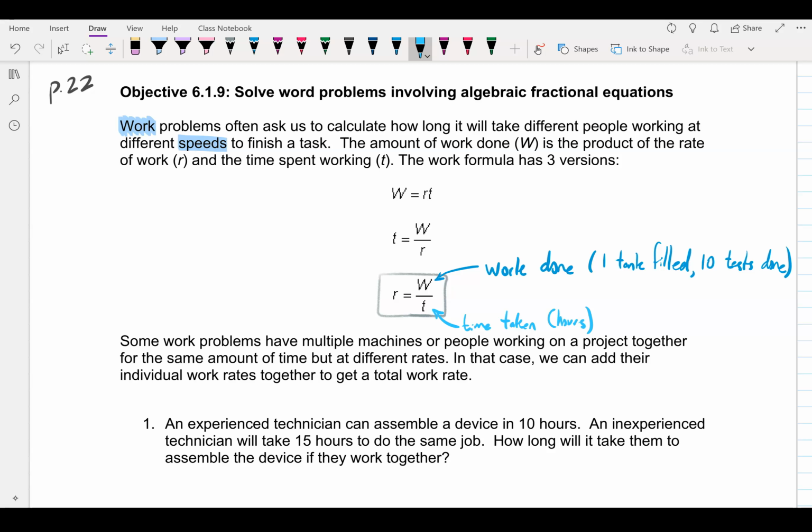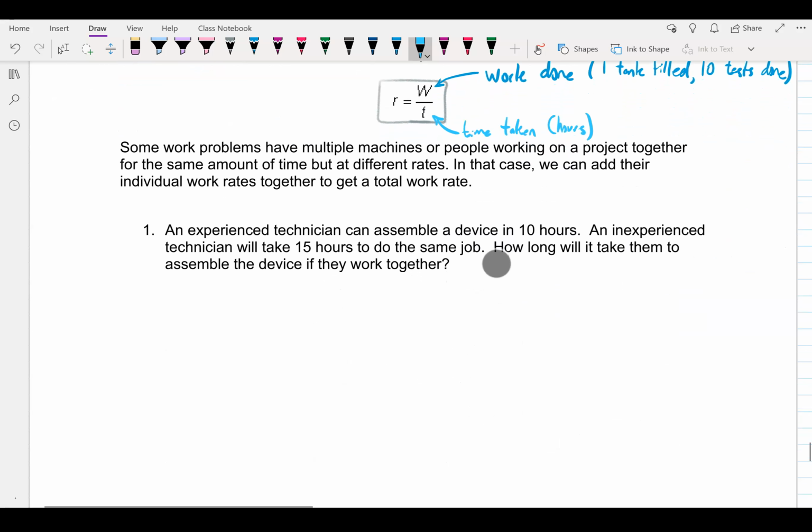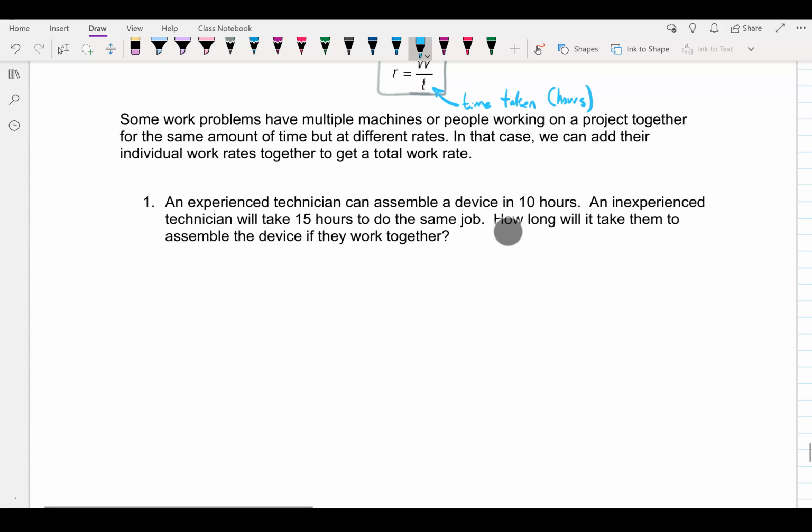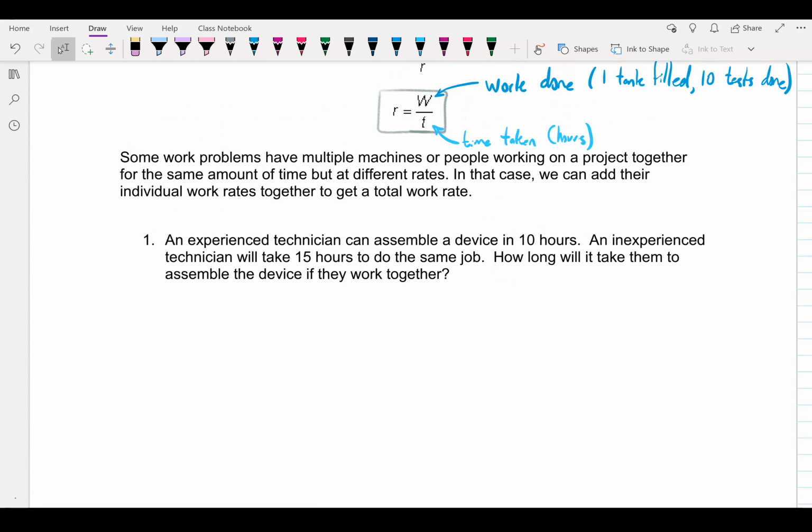And I might be talking kind of Greek to you now, so I want you just to see how these problems are put together by doing some examples. And it says here, some work problems have multiple machines or people working on a project together for the same amount of time but at different rates. So maybe someone really experienced with computers can do a job in 1 hour and someone less experienced can do the job in 2 hours, I don't know. But there's different rates involved.